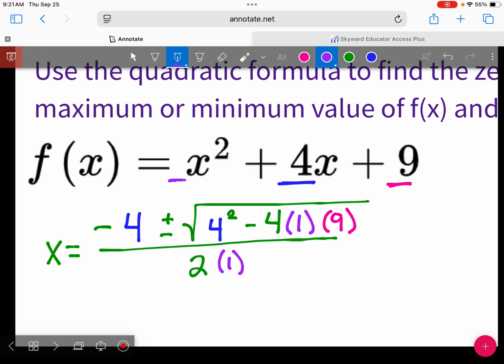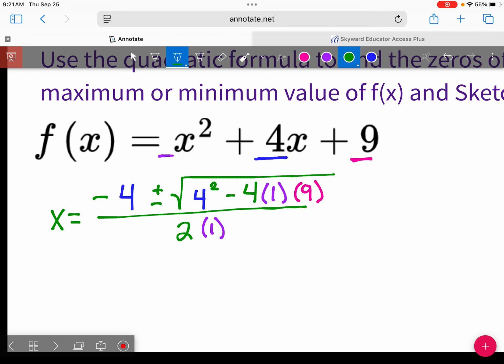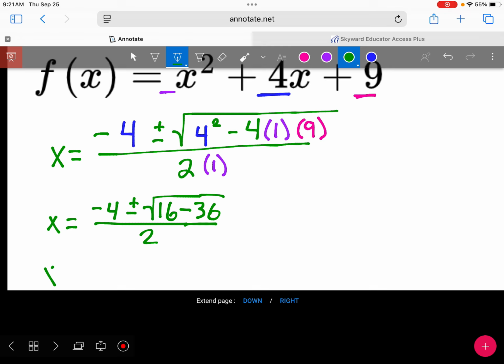Because as we simplify this, we should get that our x equals -4 plus or minus the square root of 4 squared gives us 16. 4 times 9 gives us 36. So we're going to have our -4 plus or minus the square root of -20. So we don't have any real roots. We have imaginary roots.